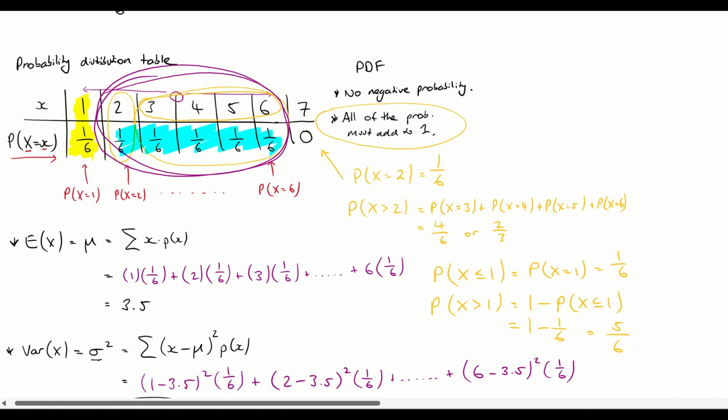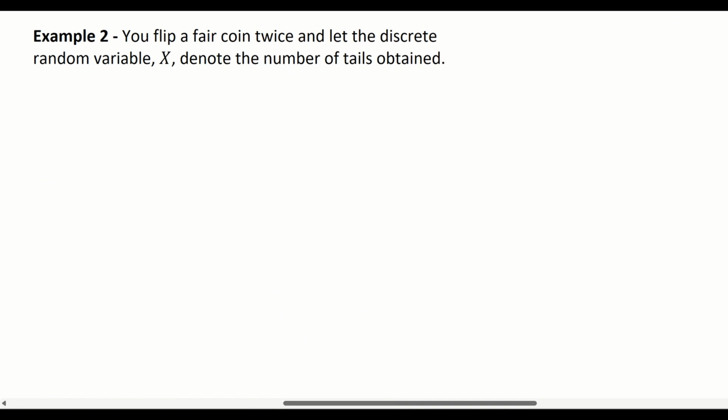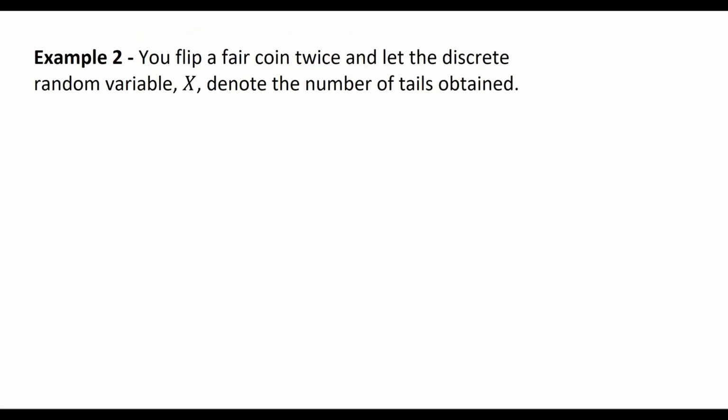We're going to have a look at a couple more examples, at some different types of questions that you might get. And these ones aren't going to have a consistent probability, which is always equal to a sixth or always equal to the same thing amongst all of the potential outcomes. So if we come over to example 2, we flip a fair coin twice and we let the discrete random variable x denote the number of tails obtained.